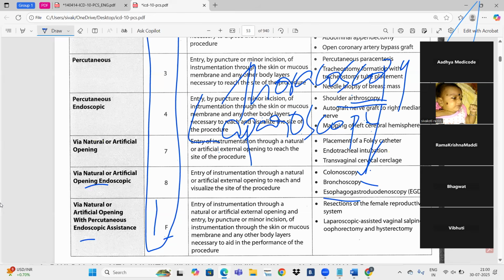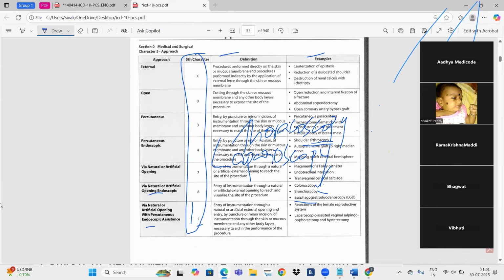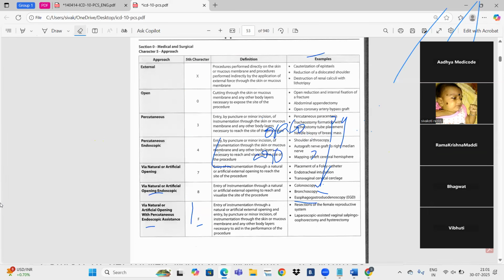Here you will get mostly female reproductive system related procedures. They will use two approaches, via natural or artificial opening and percutaneous endoscopic assistance. It should be F. So please check these approaches one more time. If you have any doubt, you can ask me. Please read again. We can discuss again if you have any doubt.